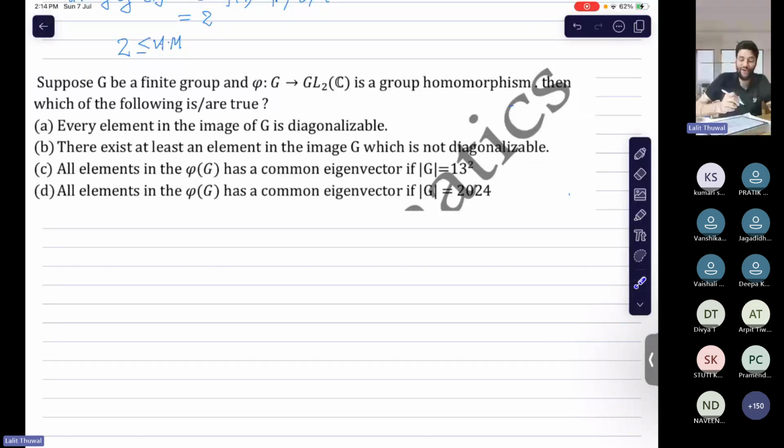So suppose G is a finite group. This is a mixture of group theory and linear algebra. Suppose G is a finite group and phi from G to GL_2(C) is a group homomorphism. Then which of the following is or are true? Option A: every element in the image of G is diagonalizable, and three other options. Okay, so let me tell you the solution. Let me see if some of you want to answer it.